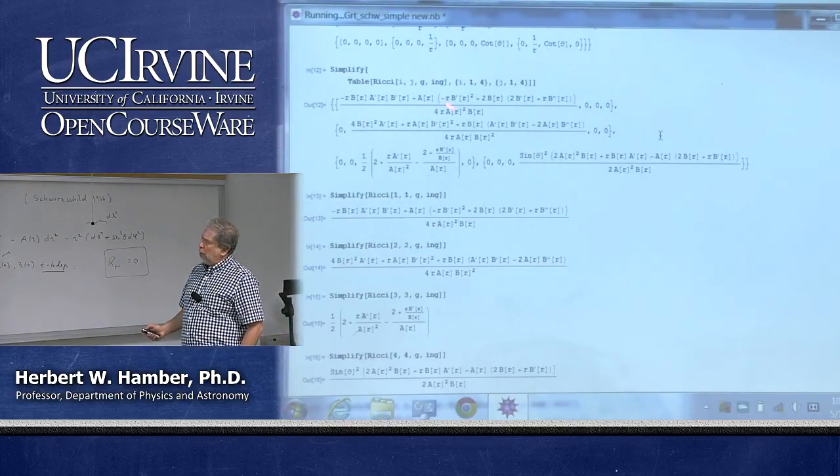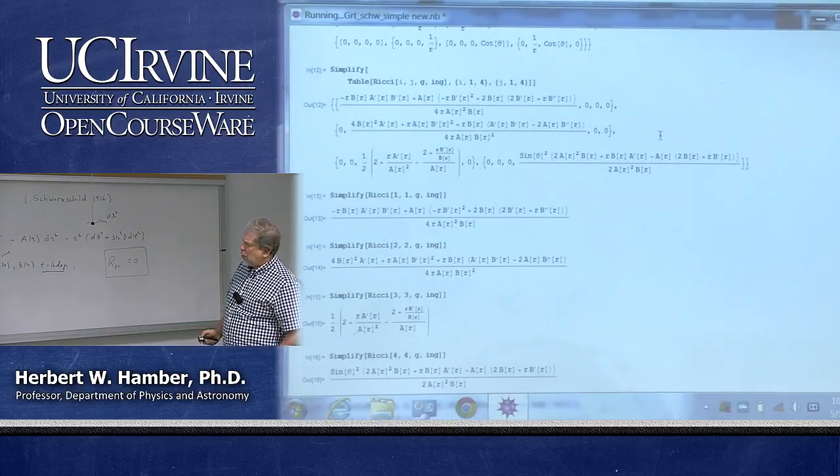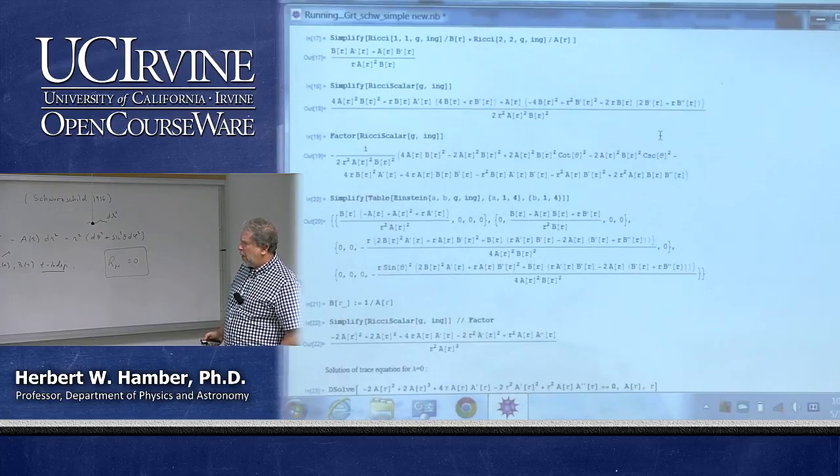So basically what you need to look at is these two equations. You have two equations, R_TT equal to 0 and R_RR equal to 0, and two equations for two unknowns, which are A of r and B of r, right? And that is what is done. So now we can solve those equations.